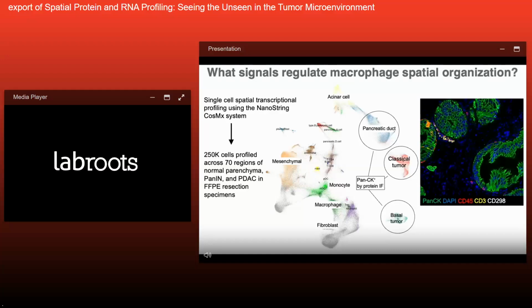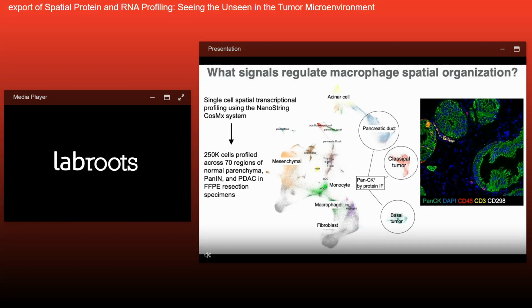than 60 regions of normal pancreas, pancreatic intraepithelial neoplasia, and invasive pancreatic cancer from our primary resected specimens. Here's a clustering analysis of all 250,000 cells that we initially identified. Many different cell types were identified here, including macrophages and 2 tumor epithelial subtypes, which we found correlated with known basal and classical subtypes of pancreatic cancer.